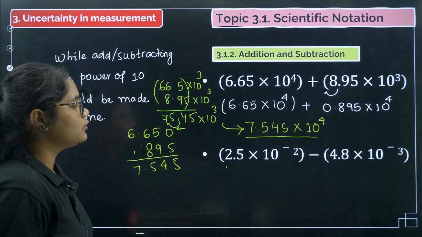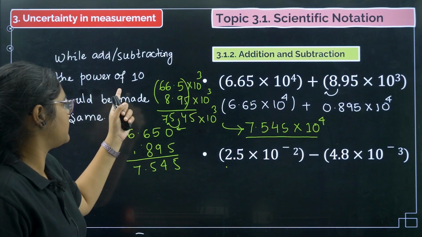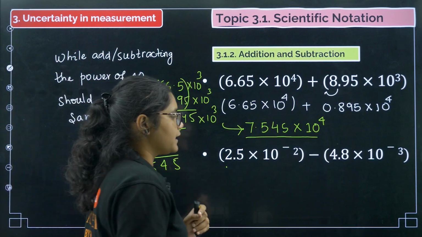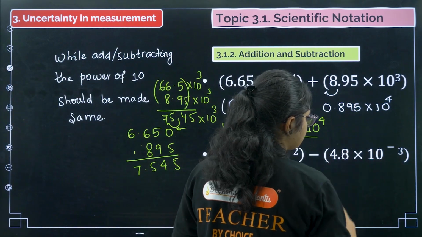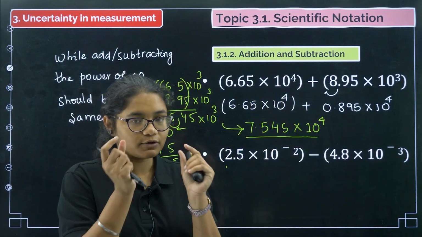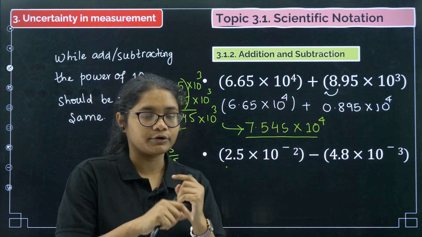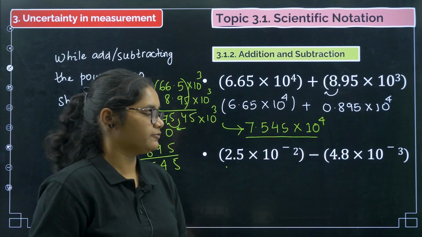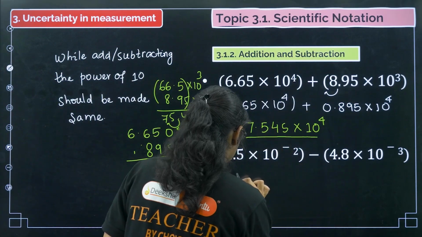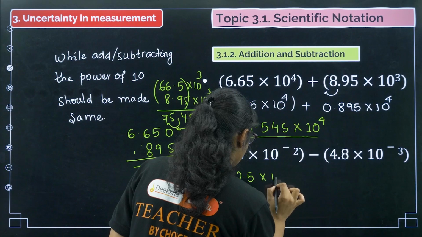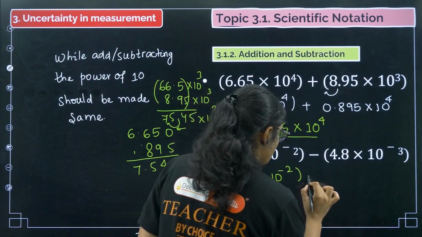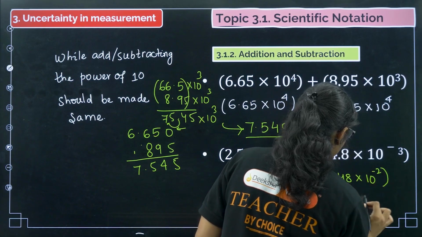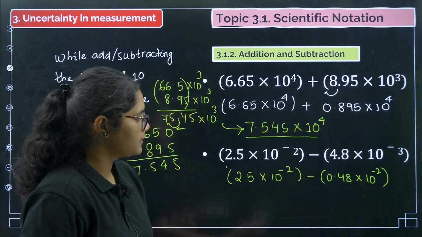Now coming to subtraction, the same rule applies here. In subtraction also the power should be made the same. I will make this one minus 2. If you are changing from minus 3 to minus 2, you are increasing the value, and to increase the value you need to move towards the left. So I can write 2.5 into 10 to the power of minus 2 minus 0.48 into 10 to the power of minus 2. Is this clear?